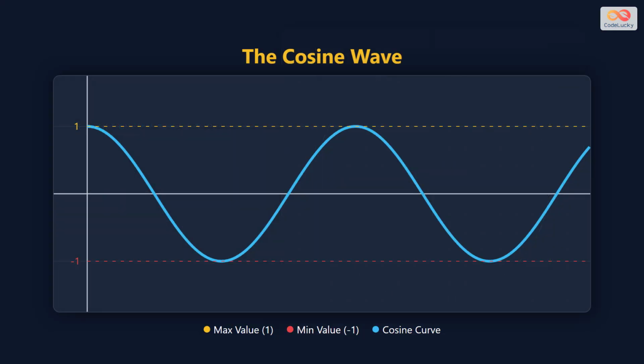If we unroll this onto a graph, you see the wave oscillating. It hits a ceiling at 1 and a floor at negative 1. It never escapes this band.